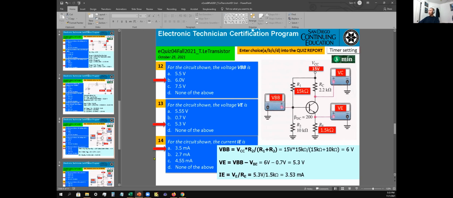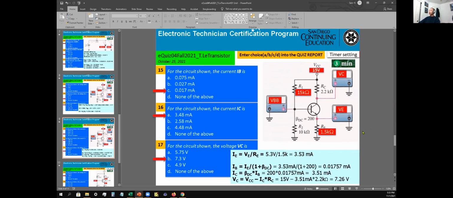Okay. Number 14, for the circuit showing the current IE, the current through IE. Now that we have VE, we just take the VE divided by RE. That gives us about 3.53 milliamps. So the answer for number 14 is A as in apple. Okay, any questions on number 12, 13, or 14? Okay, no questions, next.